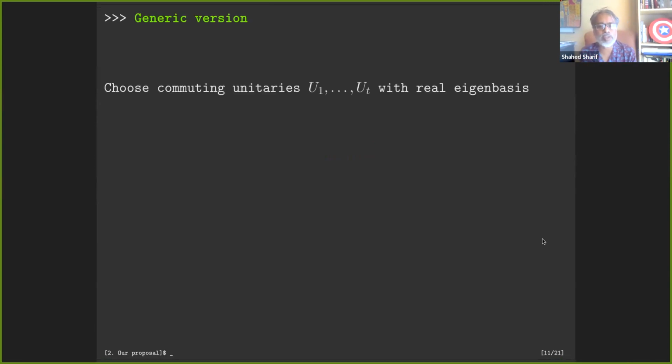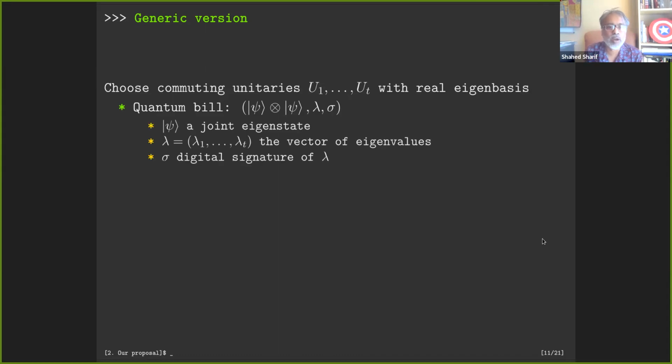So as part of the setup, we first choose T commuting unitaries that possess a real eigenbasis, U1 through UT. And quantum bills consist of triples of this form. So psi tensor psi, lambda, and sigma, where psi is a joint eigenstate of the U_i. So because these are commuting matrices, there is a joint eigenbasis. So we pick an eigenvector and take its tensor product with itself. That'll be the quantum part of the bill. And then the classical part of the bill are the lambda and the sigma.